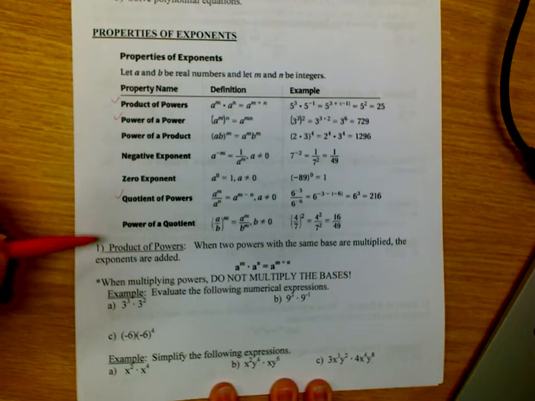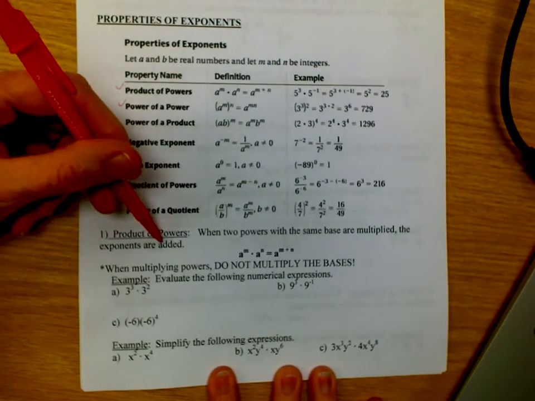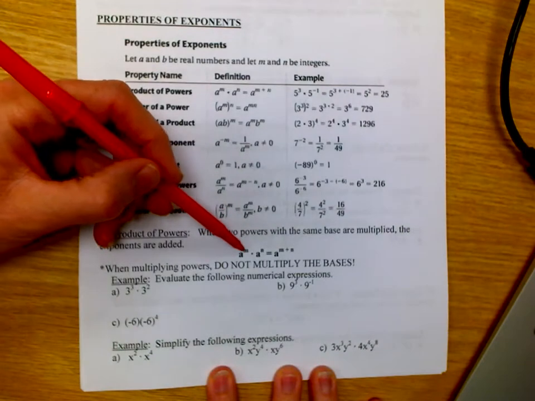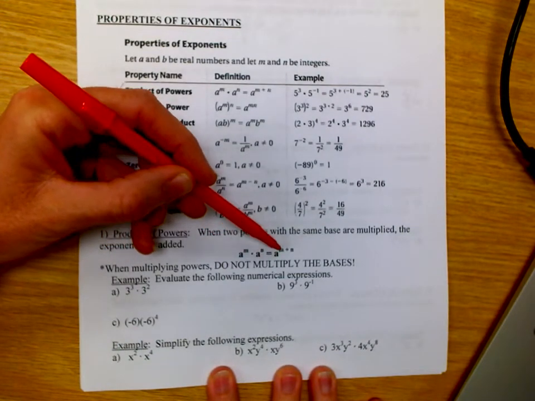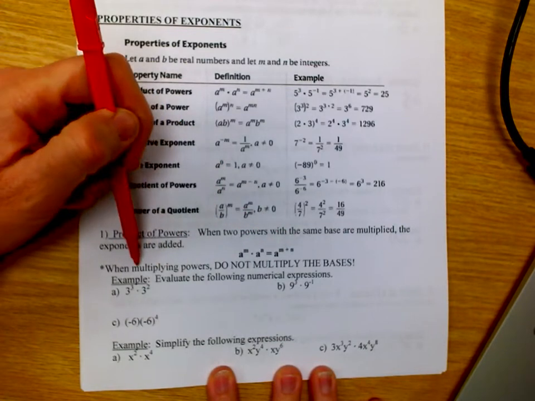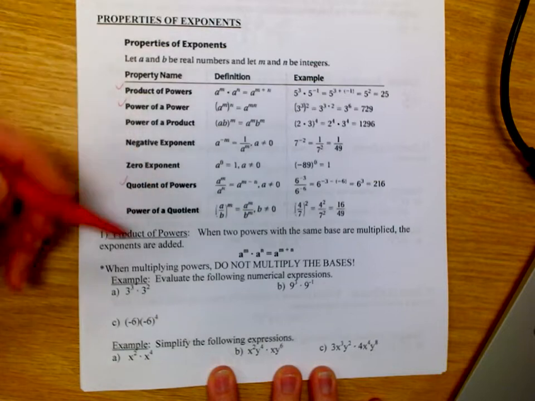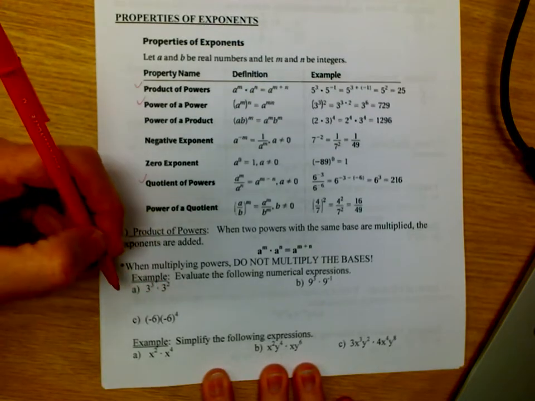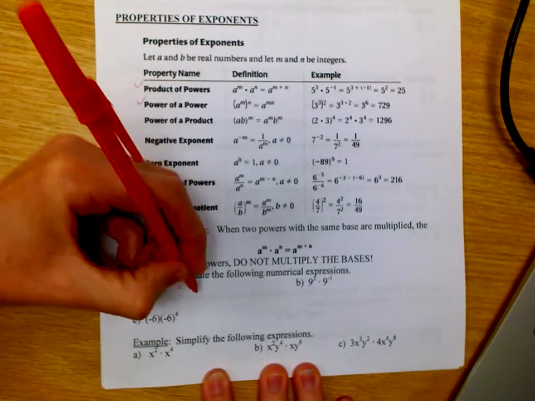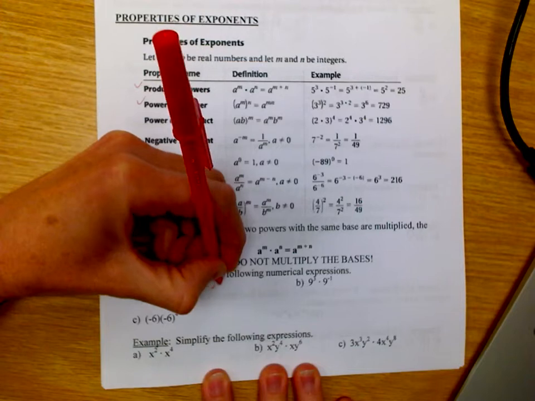So if you look down here, product of powers says when two powers with the same base are multiplied, the exponents are added. So if you have a to the m times a to the n, we can simplify that by doing a to the m plus n. What you need to remember is when you're multiplying powers, you do not multiply the base numbers. So for example A, we've got 3 to the third times 3 to the second. That would really be the same as 3 to the fifth, which is equal to 243.